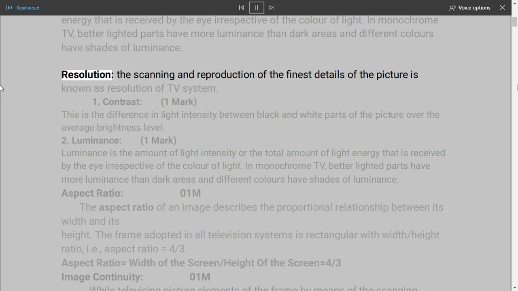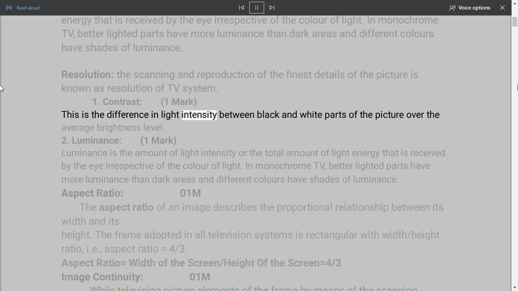Resolution. The scanning and reproduction of the finest details of the picture is known as the resolution of the TV system. 1. Contrast, 1 mark. This is the difference in light intensity between black and white parts of the picture over the average brightness level. 2.